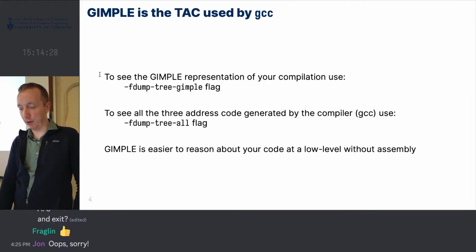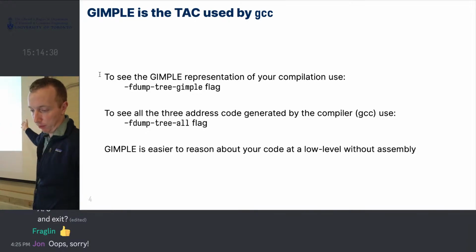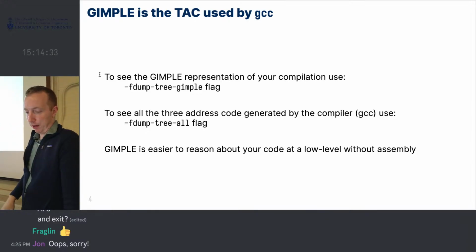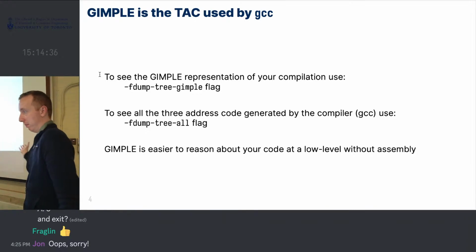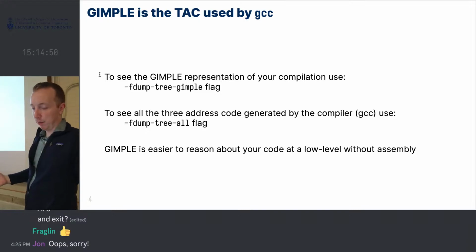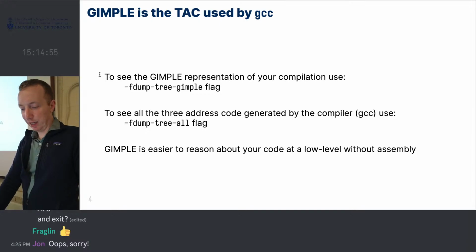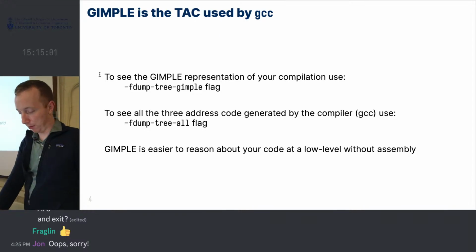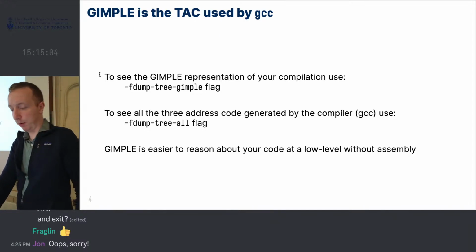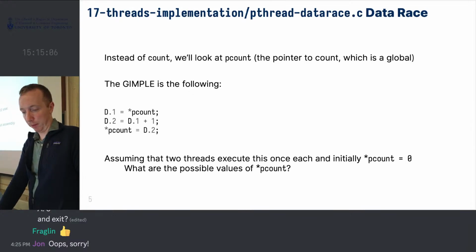If you want to see this GIMPLE, which looks like those statements we saw before, you can add the -fdump-tree-gimple flag, and you'll see all of the 3-address code used by your functions. If you want to see all the 3-address code, you can use -fdump-tree-all, and you'll see a whole bunch of compiler internal information. It's a bit easier to reason about your code than low-level assembly, since not everyone likes to read assembly. Probably that's most of the class. Even if you don't know the specifics of GIMPLE, it's a lot easier to read.